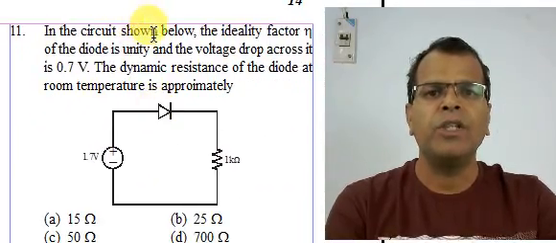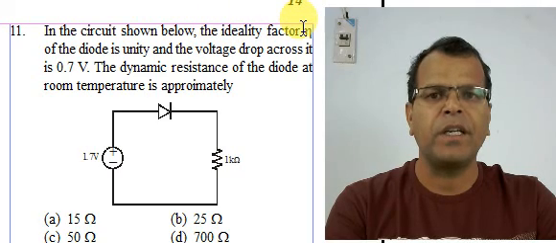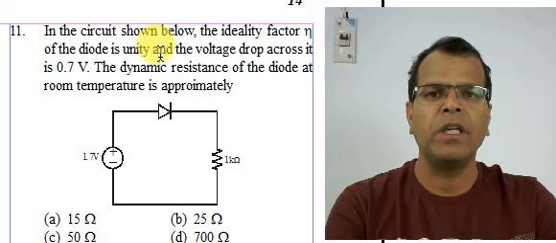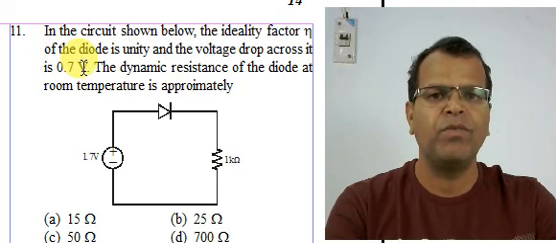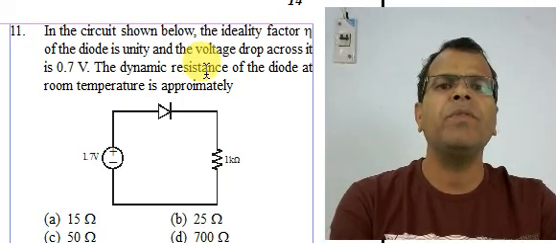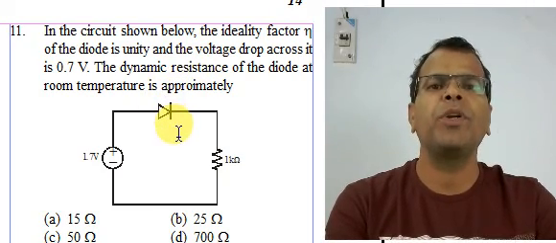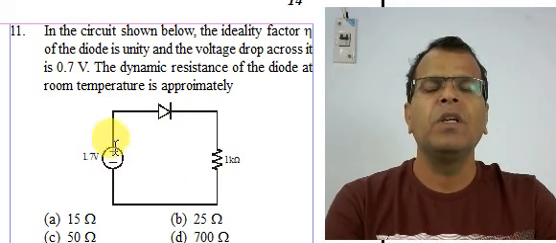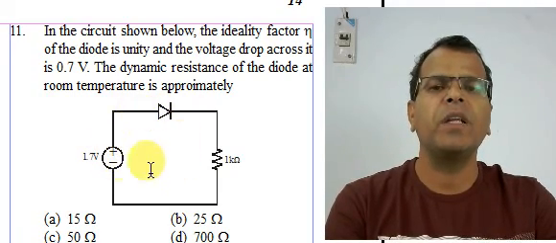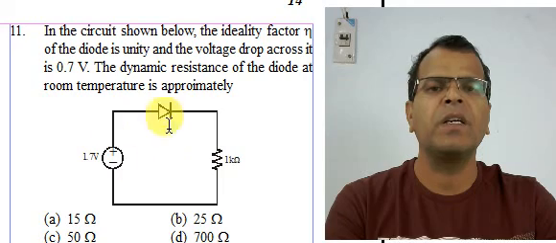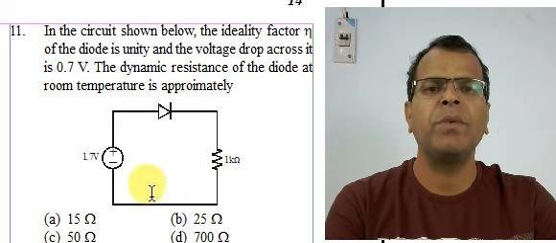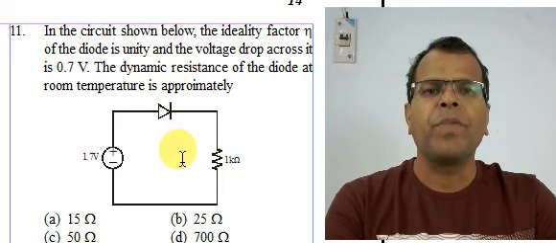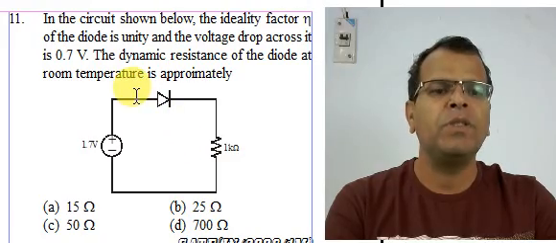In the circuit shown below, the ideality factor eta of the diode is unity, eta is given to you. The voltage drop across the diode is 0.7 volt. The dynamic resistance of the diode at room temperature is approximately, you have to find the dynamic resistance. Before we go for dynamic resistance, we can find the forward bias current, and that will give you the dynamic resistance. Room temperature means 300 K.